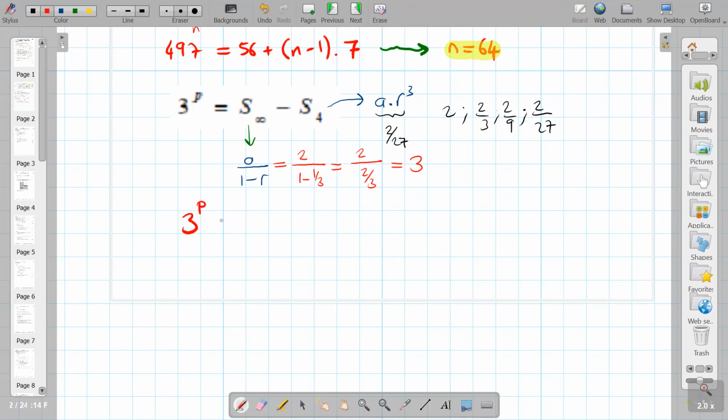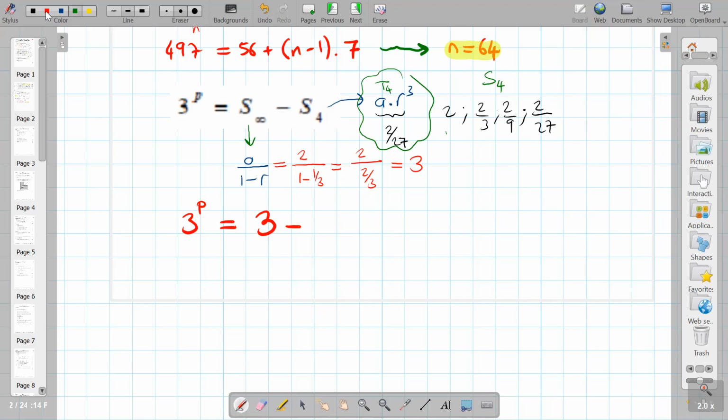So final equation. So 3 to the power of P is equal to what? 3 minus what? 2 over 27, isn't it? That is the S4. Oh, sorry. It is not the term form. It is S4. My bad. We need to find the sum, not the term, for the first 4 terms. So this is T4. What we wrote is T4. Yes, we got T4, but to get S4, we must add them up, add all of them.